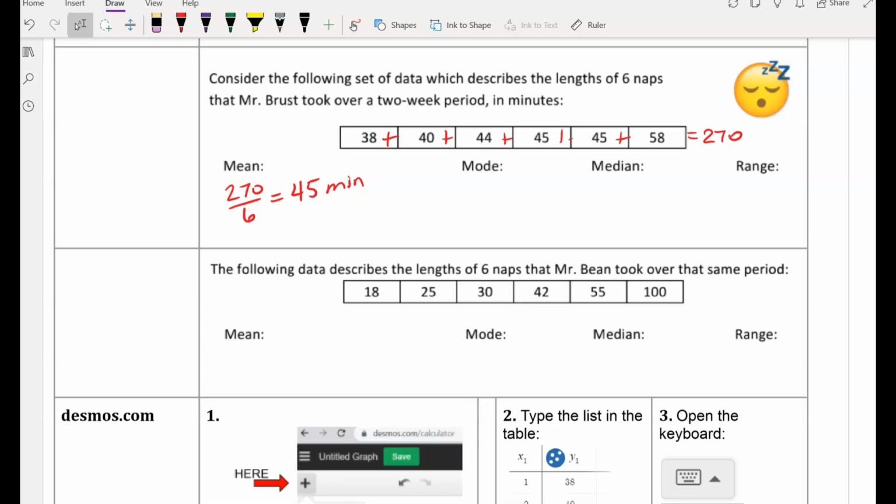The mode is the number that occurs the most, and we see that 45 occurs twice, whereas every other length of time occurs only once. So the mode is 45 minutes.